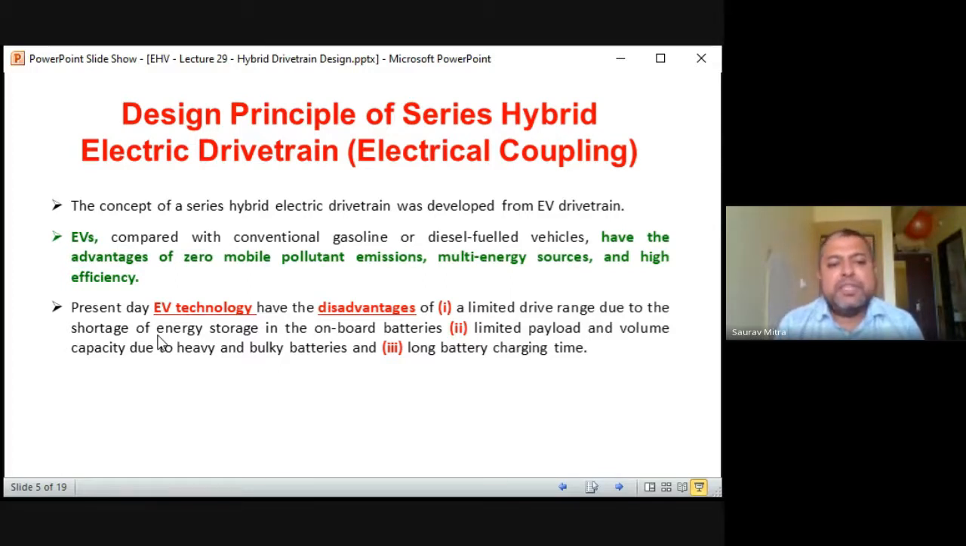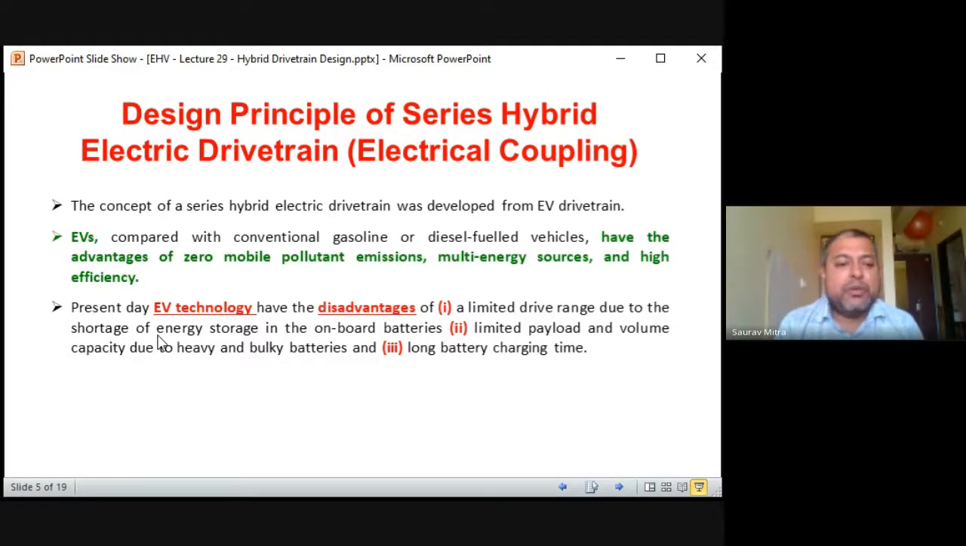Present EV technology has disadvantages. This slide is very important because it compares all the advantages and disadvantages of EV. So what are the disadvantages of EV? First thing is limited drive range. Exactly the same thing I was talking about: once you charge the battery, you cannot go too much of a distance. That is a limited drive range due to the shortage of energy storage in the onboard batteries, because batteries cannot store infinite energy. Once you charge the battery, you can go for a finite distance only, and that distance is less than the gasoline range for one full tank.